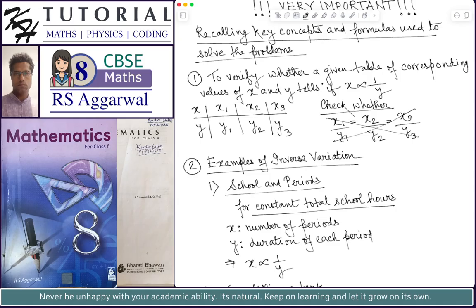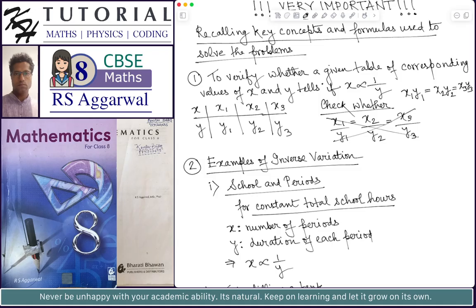So definitely we must check whether x1 y1 is equal to x2 y2 is equal to x3 y3. So x1, x2, x3 and y1, y2, y3 are given values. These are all constants in the table, and you will be asked whether the quantities x and y are varying inversely or not. So basically you have to find the product of all the corresponding values and see whether they are all coming to be equal or not.